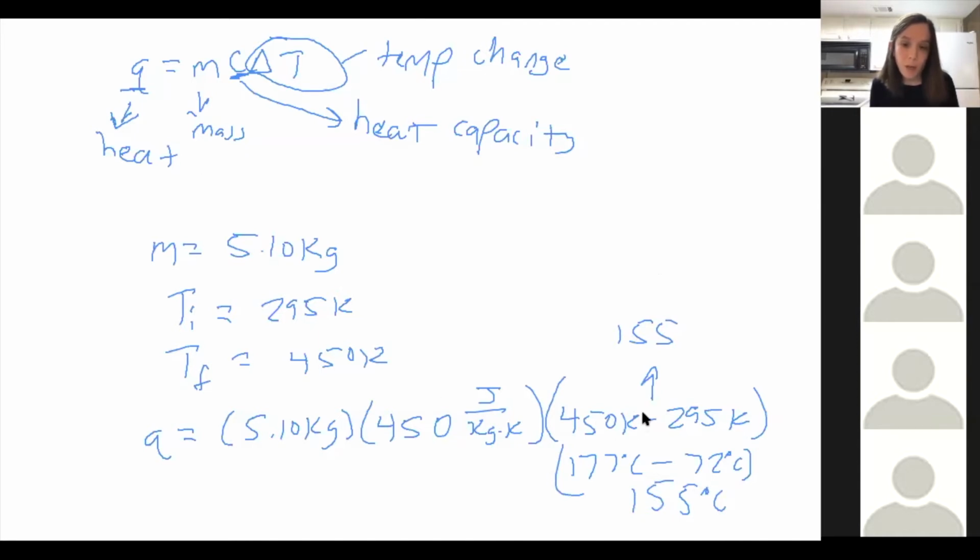So a degree Kelvin is the same difference as a degree Celsius. And because we're subtracting the two, we can use Kelvin or Celsius. So even though it says Kelvin for our unit right here, we can keep it in Celsius if we've been given Celsius. Now, in this case, we've been given Kelvin, so let's keep it in Kelvin. But if you've been given Celsius, you don't need to convert it for this equation.